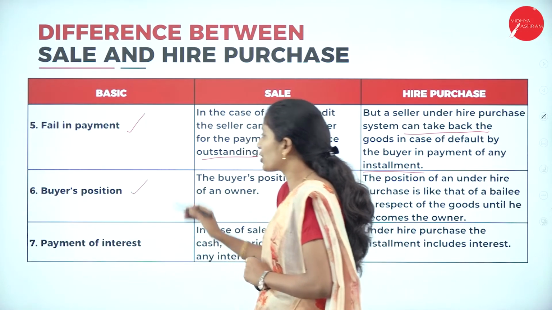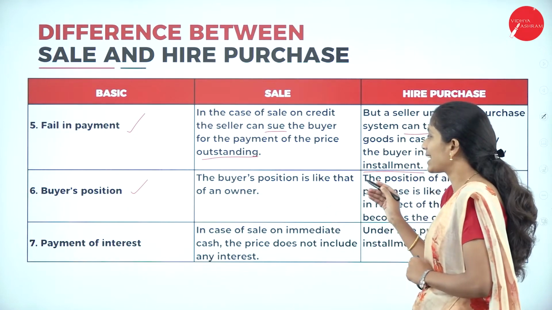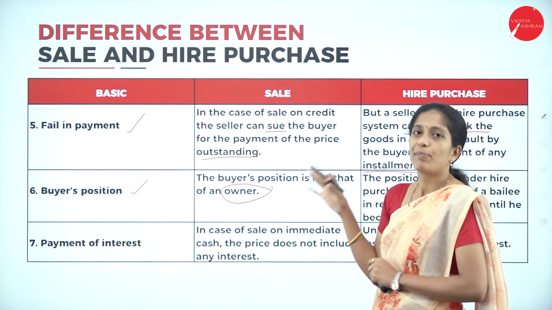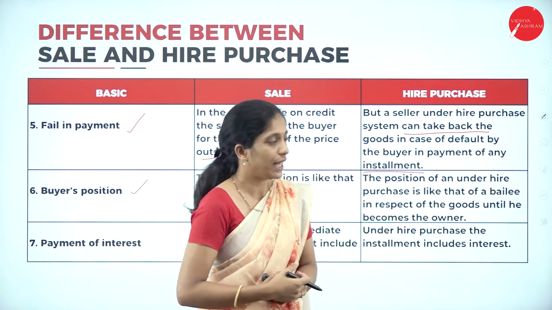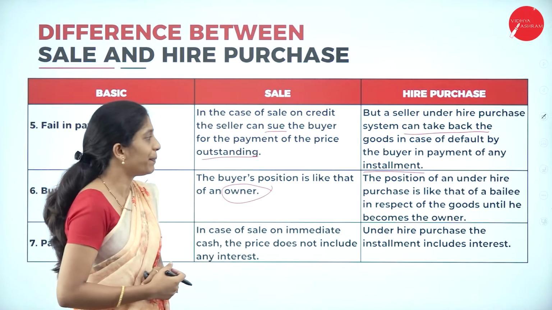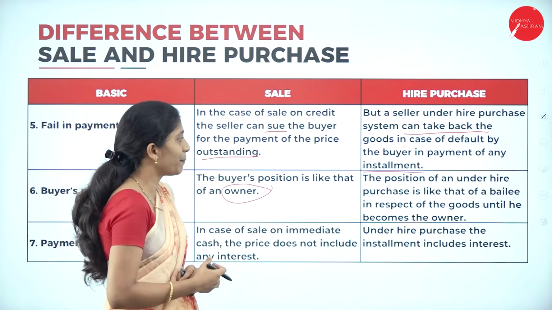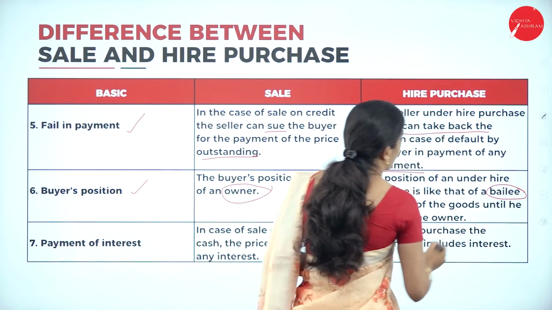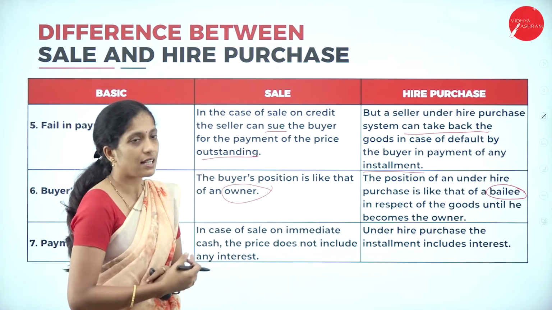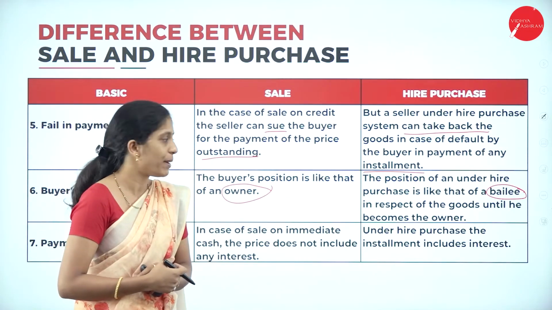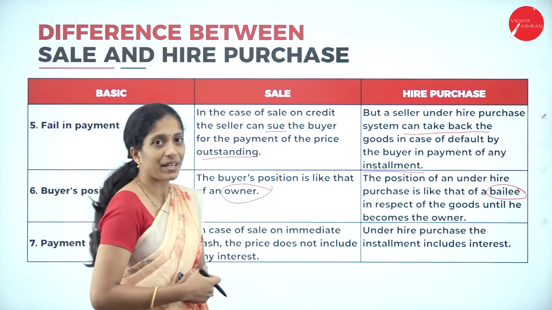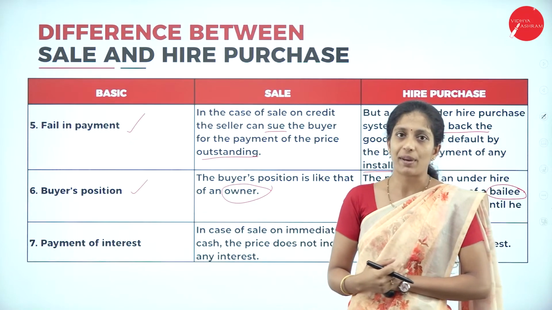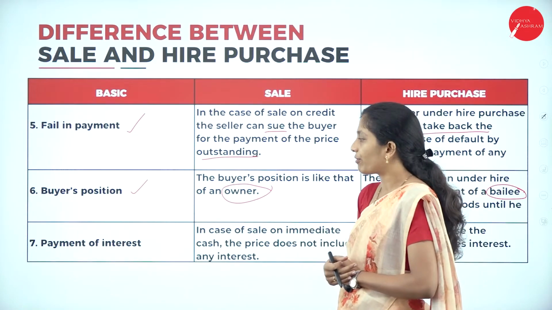Next, the buyer's position. The buyer's position is like that of an owner in case of sale. Whereas in case of hire purchase, the position of the hire purchaser is like that of a bailee. He will not become the owner of that particular goods until he makes the last payment. He will act like a bailee in respect of the goods until he becomes the owner. He can just use those goods until he makes the payment, but he will not become the owner.